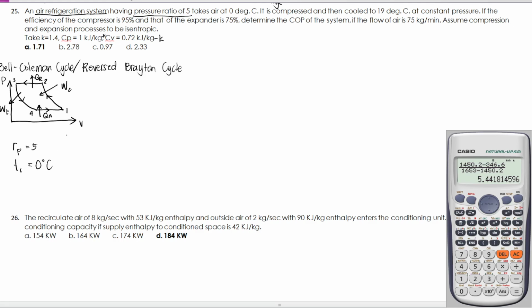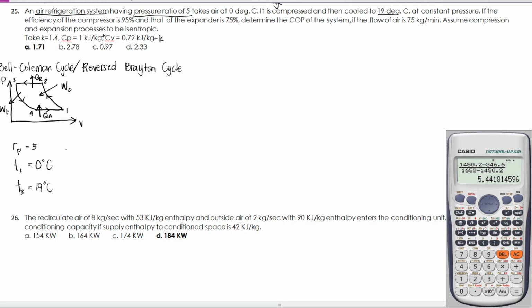0 degrees Celsius. Then, it is compressed and then cooled to 19 degrees Celsius at constant pressure. So, dalawang process yung dinaanan na bago ma-achieve yung 19 degrees Celsius na temperature. Compression is 1 to 2 at ang cooling is 2 to 3. Therefore, yung temperature na 19, that is temperature at point 3 na. Alright, 19 degrees Celsius. Kasi yun yung naging temperature after nitong dalawang series of processes na yun.